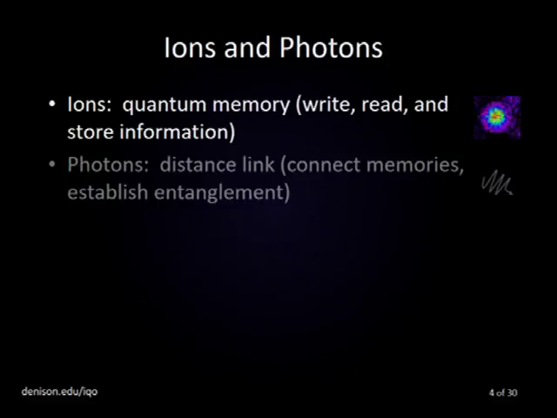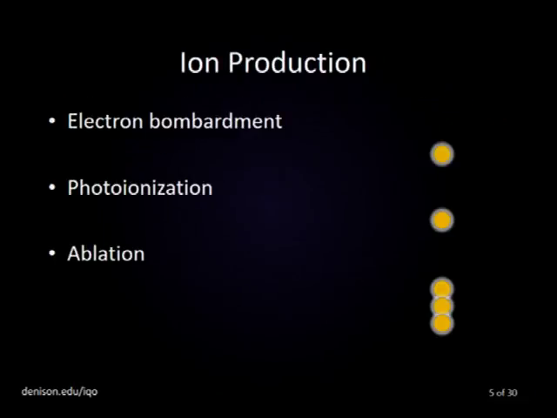So first, how do we produce atomic ions? There are a couple of ways to do this. These are the three most common methods. So these are my neutral atoms over here, the yellow balls. And so the first way is electron bombardment. Basically take electrons and slam them into a neutral atom, and you can kick off an electron, leaving you with a positive ion left over.